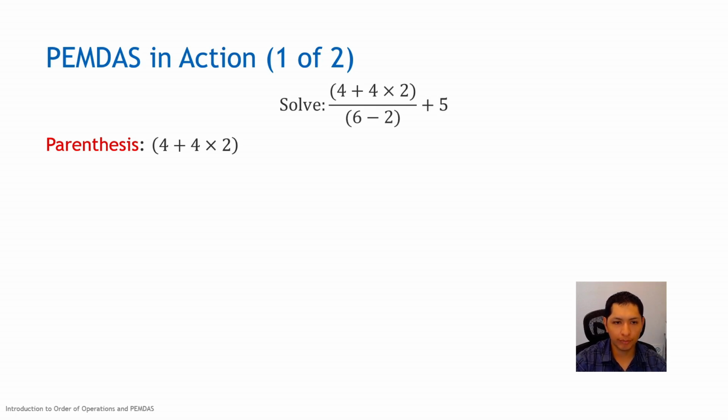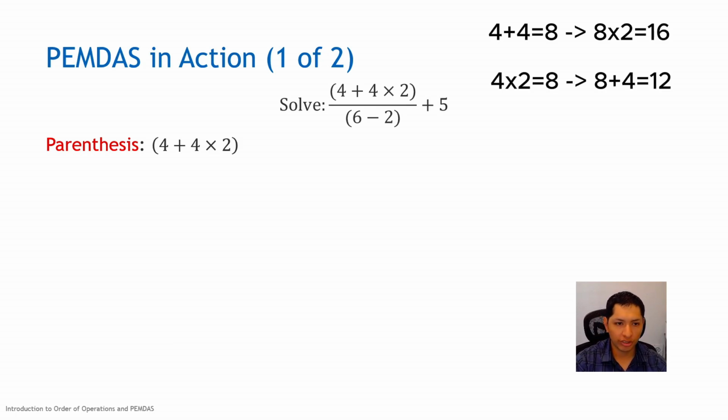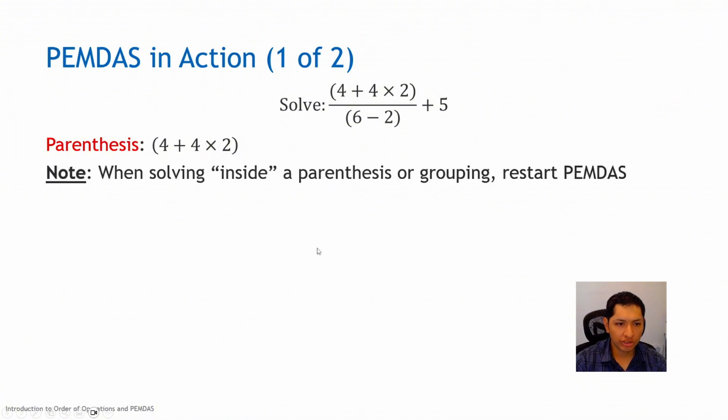So let's just do some quick verbal math. 4 plus 4 is 8, times 2 is 16. But let's say that we do multiplication first instead of addition. 4 times 2 is 8, plus 4 is 12. 16 and 12 are different answers. So this is showing you how following PEMDAS will give you the correct answer and help you avoid the incorrect ones. So when you are solving inside of parentheses or grouping, you restart PEMDAS again.